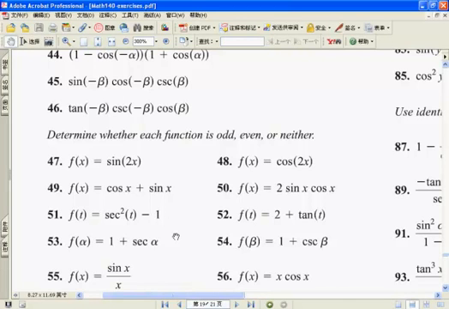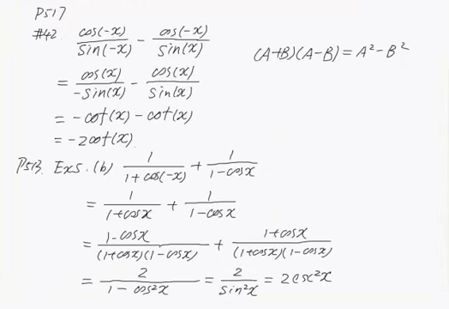Now let's look at some examples and determine whether the given function is odd, even, or neither. Let's look at problem 50 on page 517. Let me write down this function on the whiteboard. Problem 50, we have f of x equal to 2 times sine x times cosine x.